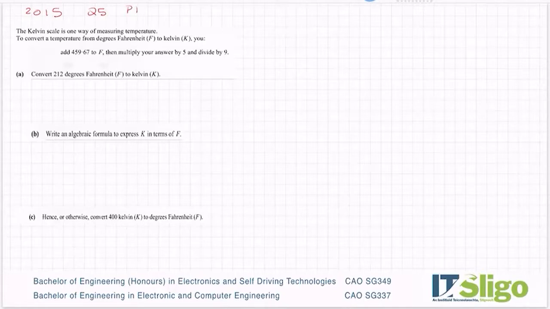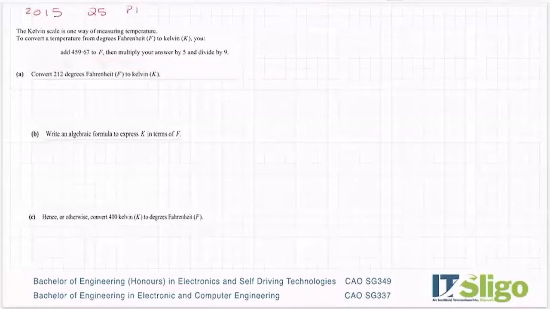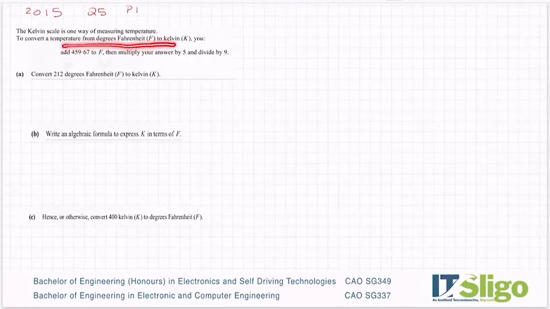Okay? So a bit like one of those rhymes where it's like twice your age and you do all sorts of things to it. Okay, it's a bit like that. Part A then said convert 212 degrees Fahrenheit to Kelvin. Okay, so to convert a temperature from degrees Fahrenheit to Kelvin, we must add 459.67. So let's do that. 212 plus 459.67.